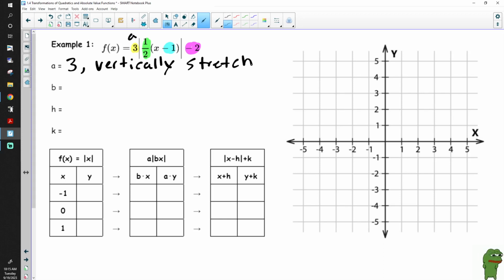Okay, what is our B value? And be careful. See what I did there? Be careful. That's our B value. It's not 1/2. It looks like 1/2, but what do we have to do to it? It is being divided. We have to flip it to multiplication because it's on the inside of the absolute value. Inside of the function, we flip. Right now it's 1 divided by 2. We need to flip it and make it multiplication. So it's going to become just 2.